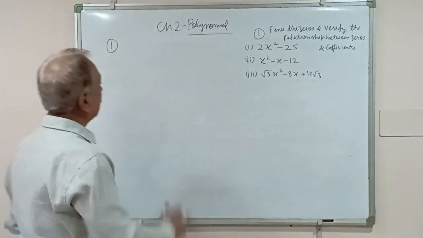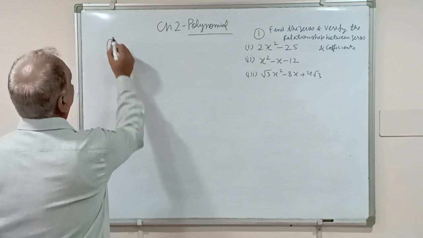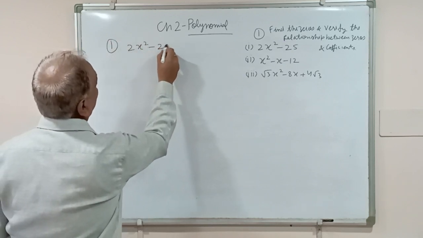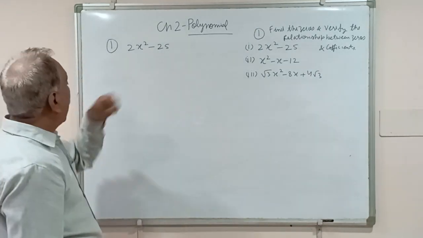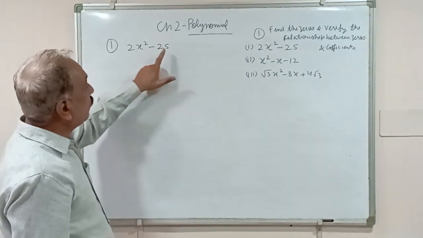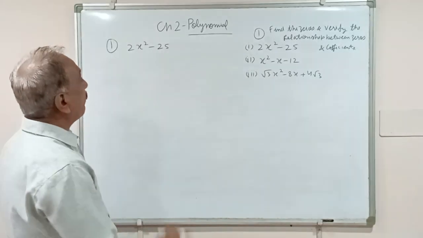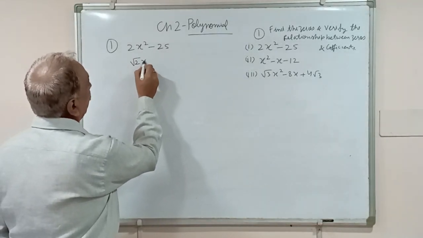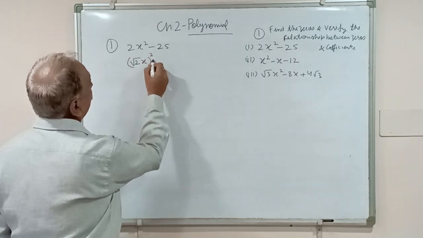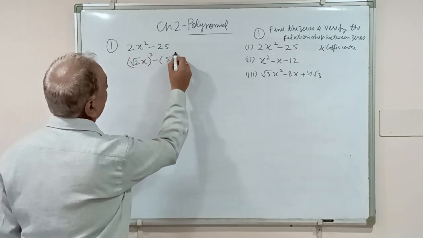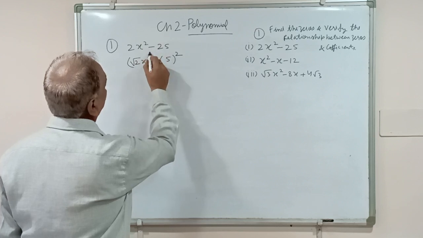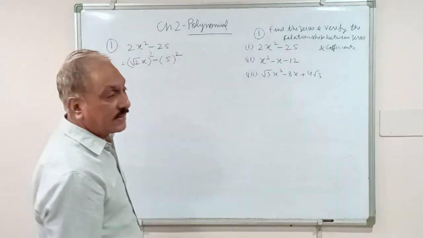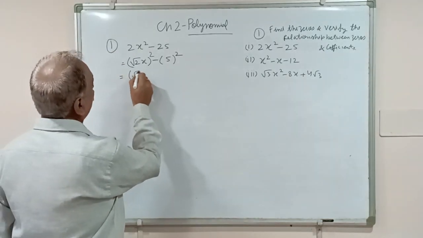First we'll take first part. 2x square minus 25. X square is perfect square of x. 25 is perfect square of 5. But 2 is not perfect square. This is root 2 x whole square minus 5 square. Its identity a square minus b square is a plus b into a minus b.